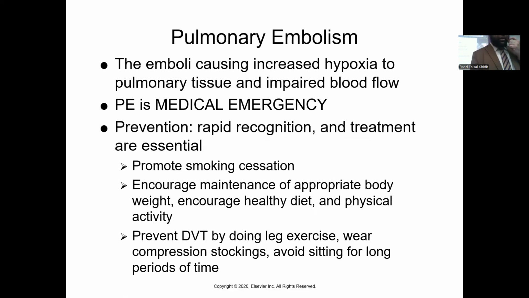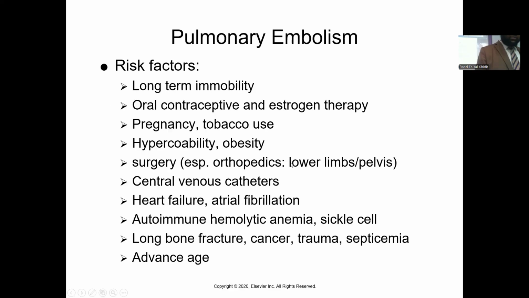Pulmonary embolism is a medical emergency, and we need to prevent the deep vein thrombosis by doing leg exercises. You see people who run a lot, their blood circulation is running at a high pace, so that prevents the formation of clots. Compared to people who are sedentary, they're laying down all the time, the blood circulation is not moving as rapidly, so they tend to form a lot of thrombus and a lot of blood clots.